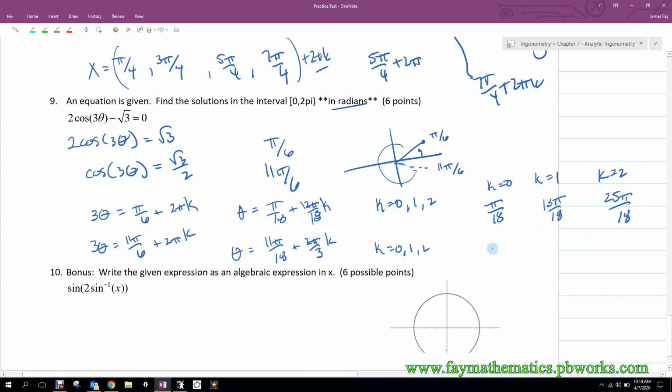Down here, the first one, 11 pi over 18. I'm going to add the same, 12 pi over 18. So 11 plus 12 is 23. And then 23 plus 12 is 35. And those are your 6 solutions that occur between 0 and 2 pi.